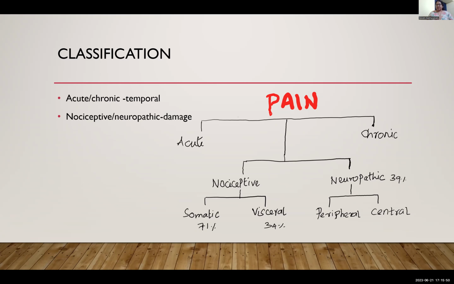And neuropathic pain is divided into peripheral and central, depending on the nerve tissue damage it causes. So if there's a damage to the peripheral nervous system, it's called peripheral neuropathic pain. And if the damage or lesion occurs in the central nervous system, we call it central neuropathic pain. So from this slide, I want you to remember pain could be classified as acute and chronic depending on the length of the pain. And depending on the cause of pain, we divide them into a major type of pain, which is nociceptive and neuropathic.